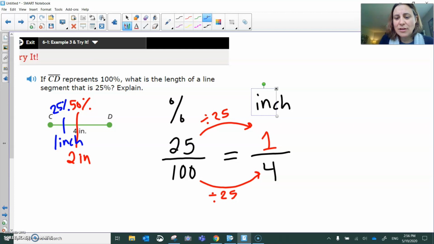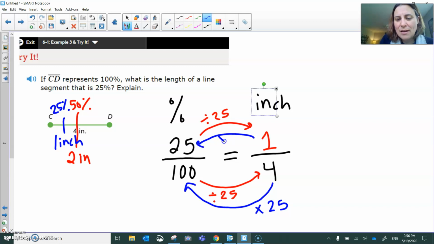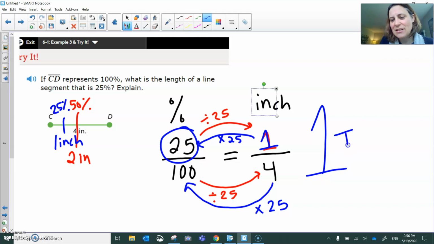Another way to look at it, you could go the opposite direction. What would you do to the 4 to get 100? And the answer is you would multiply by 25. So then you would think, what number would I multiply by 25 to get 25? And the answer is still 1. So either way, the answer is 1 inch.